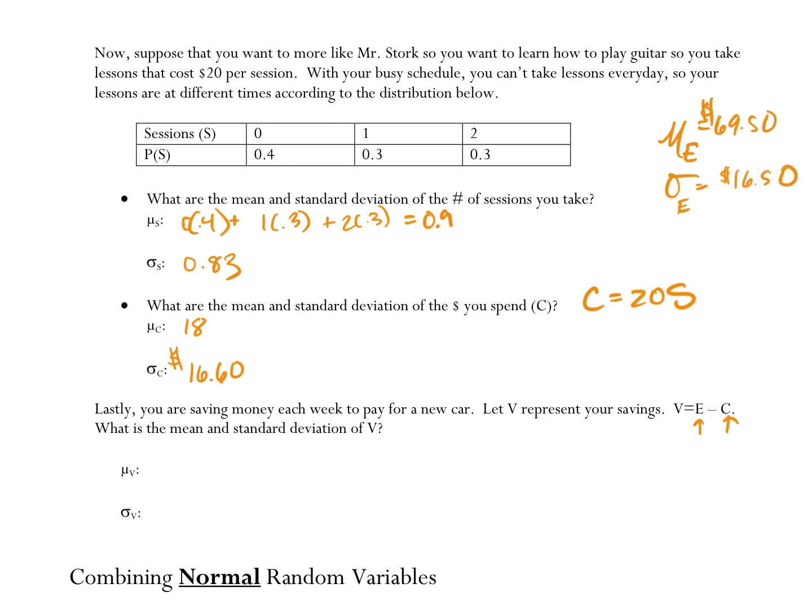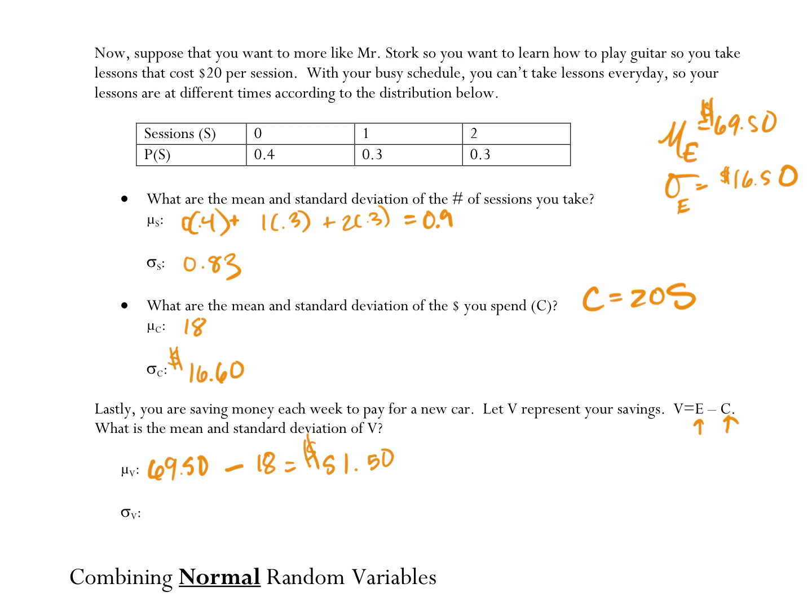All right, so what do we do? What is the mean of my savings going to be? On average, I'm earning $69.50 and I'm spending $18. So my $69.50 minus 18, $51.50. Everybody good?